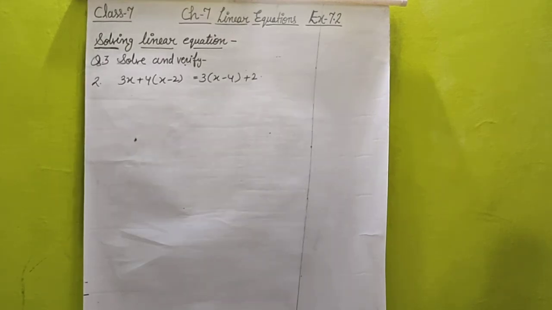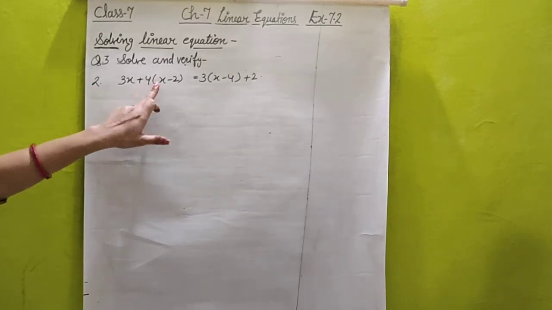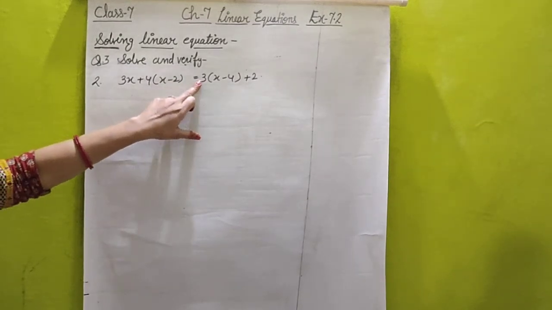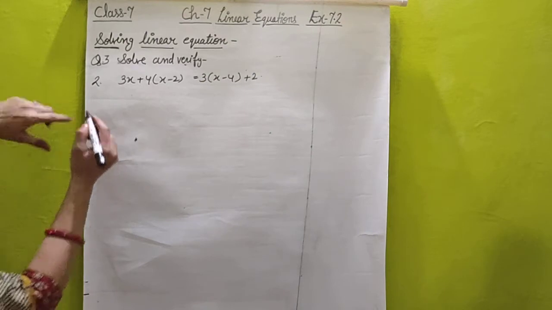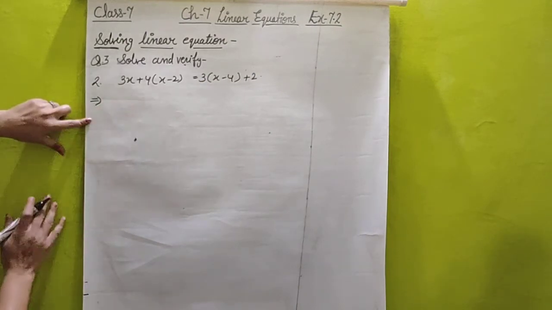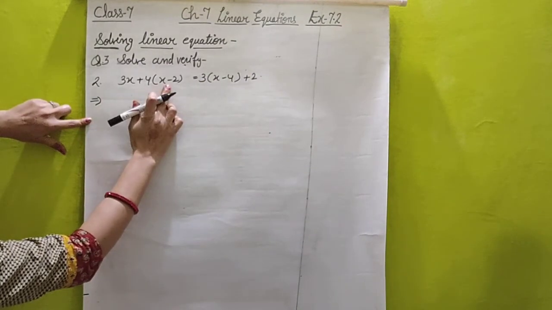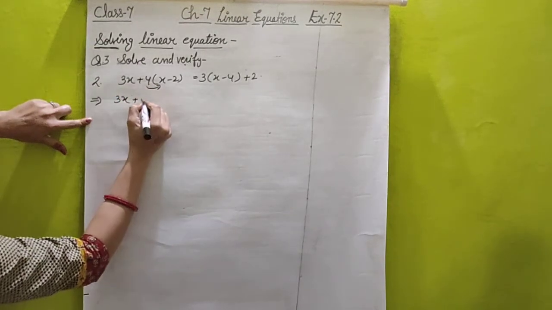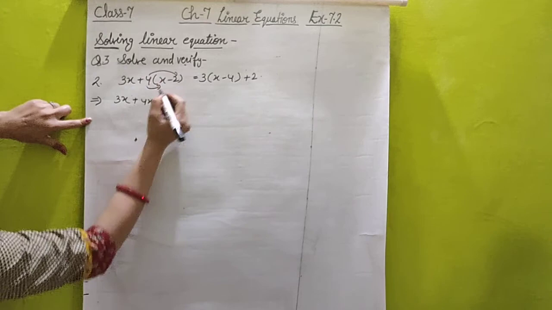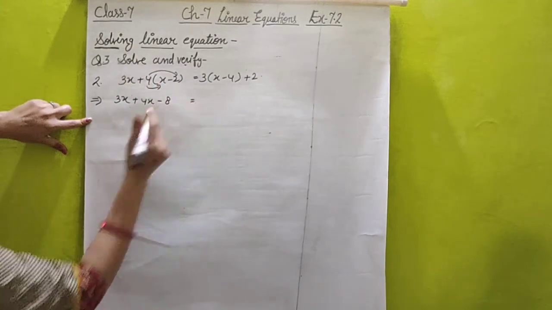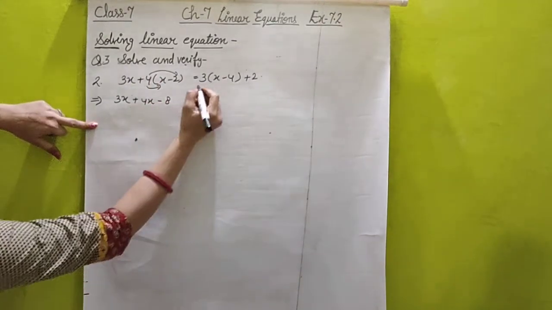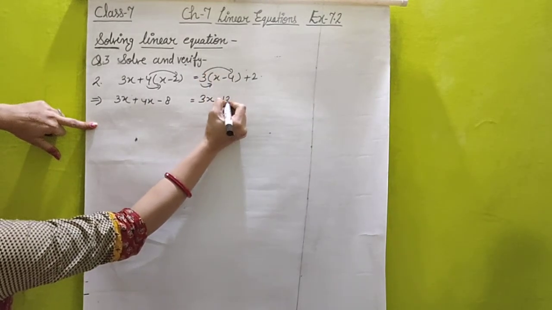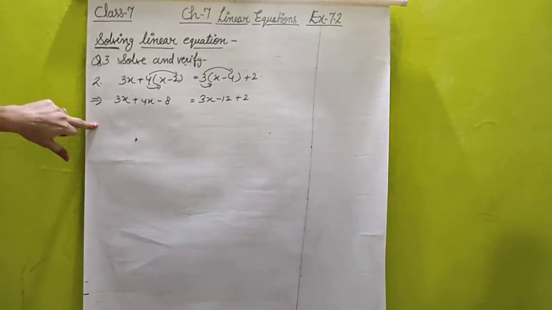Part second: 3x plus 4(x minus 2) on the left-hand side is equal to 3(x minus 4) plus 2 on the right-hand side. First of all, I will solve the brackets. 3x plus 4 multiplied by x is 4x. Then 4 multiplied by minus 2 is minus 8, because 4 twos are 8. First 3 multiplied by x is 3x. Then 3 multiplied by 4 is minus 12, then plus 2.